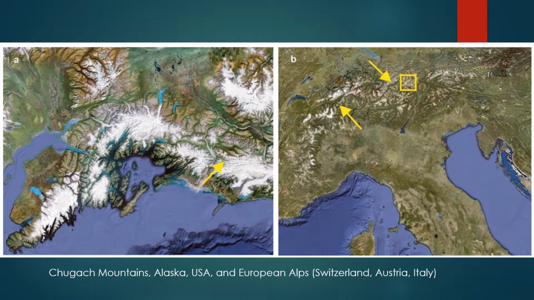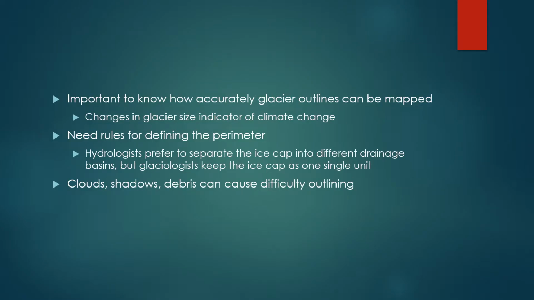This is the study area for the glacier article. It's involving an area of the Chugach Mountains in Alaska, as well as the European Alps in parts of Switzerland, Austria, and Italy. It's important to know how accurately the glacier outlines can be mapped because changes in the glacier size are an indicator of climate change.